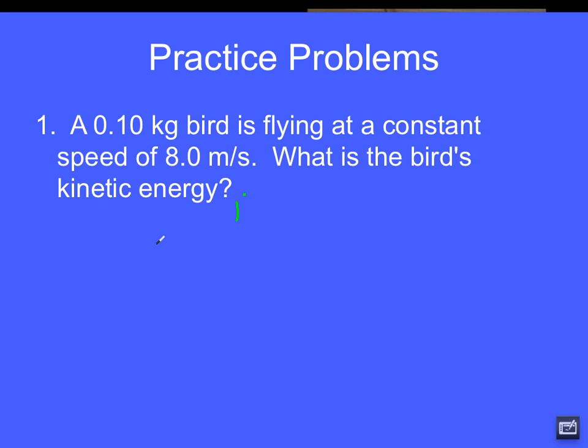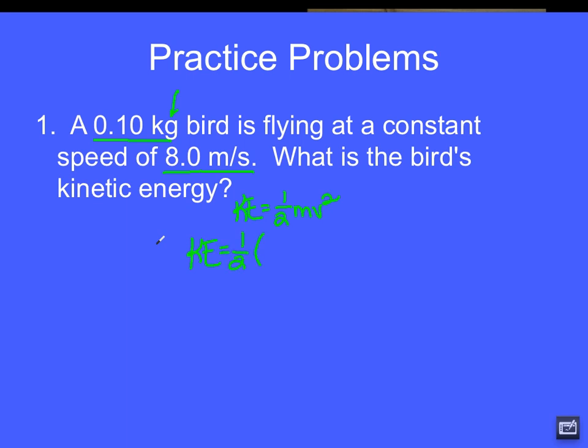So if you remember, our formula is KE equals 1/2 mv squared. If I look at my problem here, the mass is right here, and the mass should be in the unit of kilograms for this. And my speed is listed here, so all I have to do is plug that into my formula.